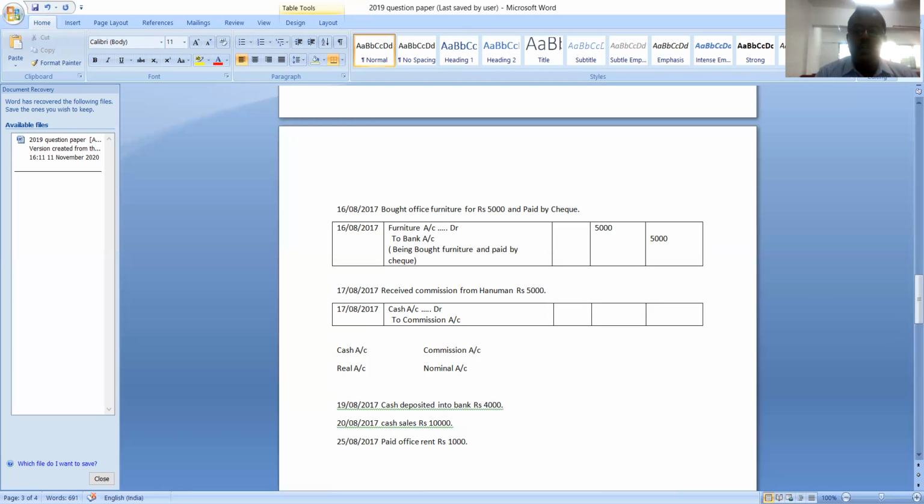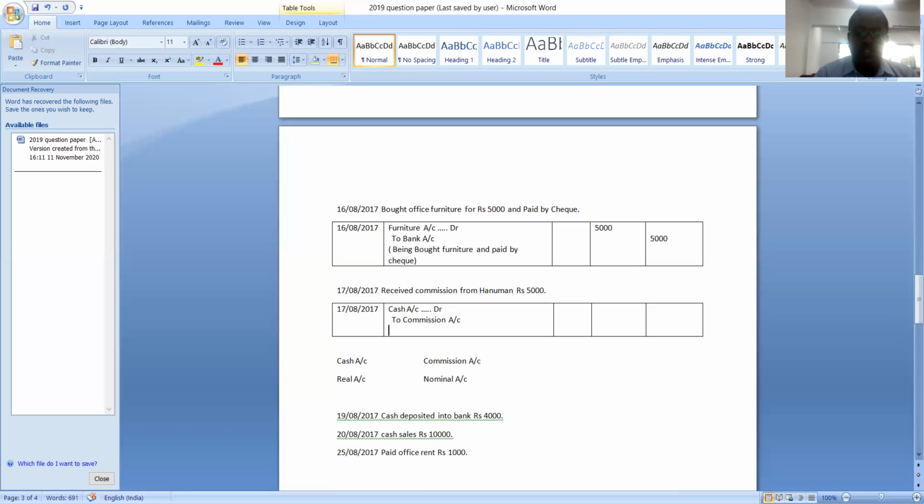Why cash account should be debited? Received commission in the sense cash comes into the business. Commission account should be credited because commission is income. It belongs to nominal account. What is the credit rule of nominal account? Credit all incomes and gains. Since commission is income, we have to credit it.